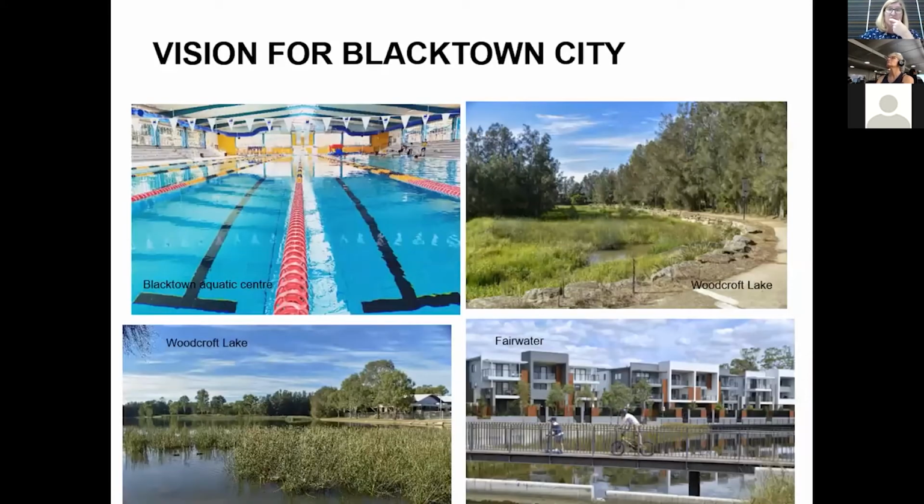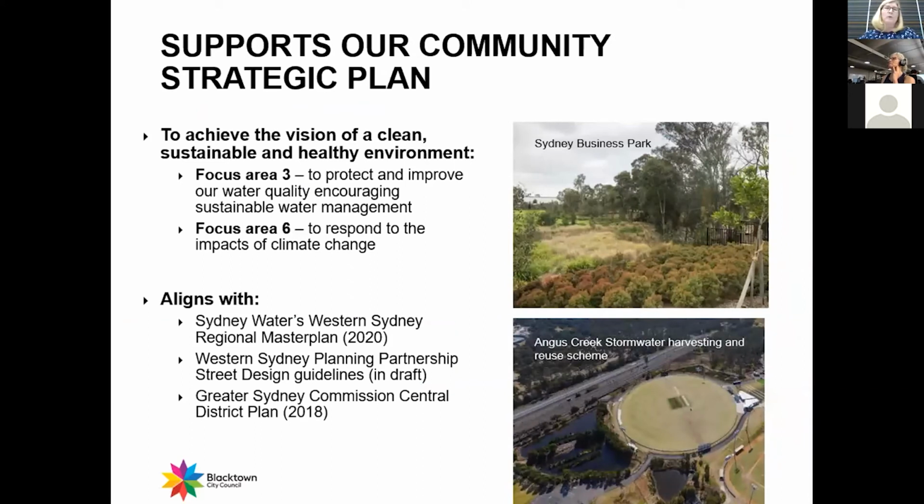We do have a vision for a water sensitive city that's outlined in the integrated water strategy. We want to use water more efficiently, so we're reducing potable water usage. We want to use water to cool our environments. We want healthy waterways to protect our biodiversity. And we want to use water to create vibrant precincts. So we had that approved strategy. It supports our community strategic plan and it supports all of the visions of Sydney Water's Regional Master Plan and Western Sydney Planning Partnership.